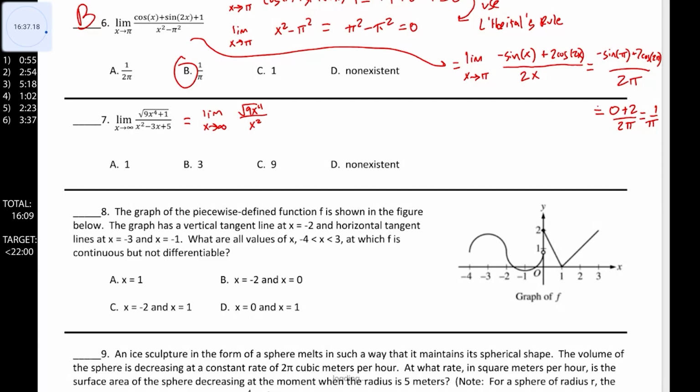And when we take the square root of 9x to the 4th, we're actually going to get the absolute value of 3x squared over x squared. And so as x approaches infinity, this is just going to go to positive 3.